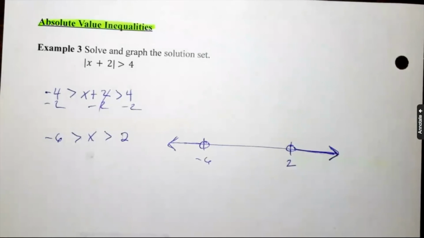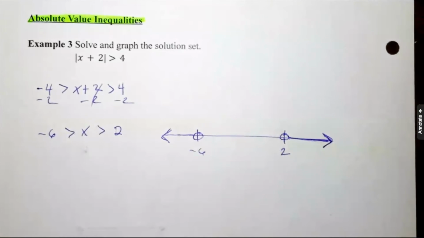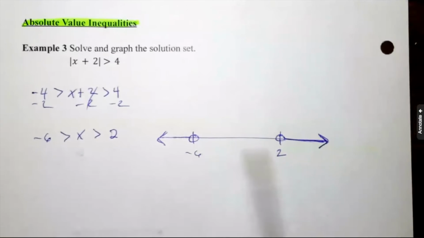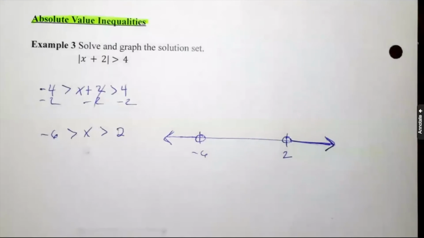I bet you were expecting to get in between these because that's what it said on the other side for compound inequalities. You need to be careful and make sure you're reading these and graphing them correctly. It doesn't always hold true. This was an absolute value that we changed into a compound.